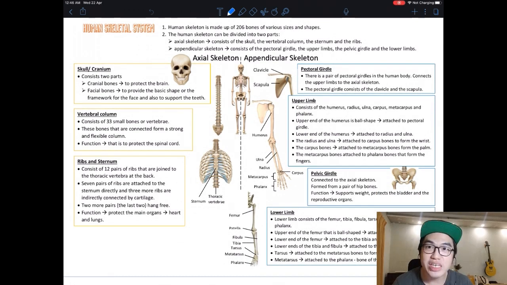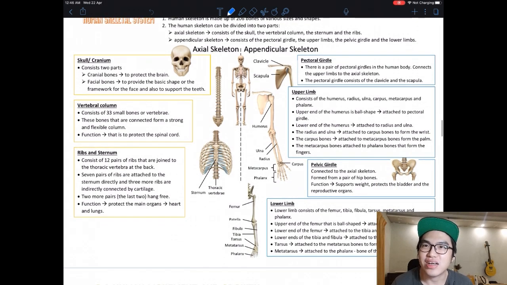When you see this, you might say, wow, sir, do I have to memorize all this? Not really, you just need to focus on the big pictures. We have 206 bones in our body. Do you need to memorize all of them? If you want to be a doctor, yes. But no, you just need to roughly know where they are.